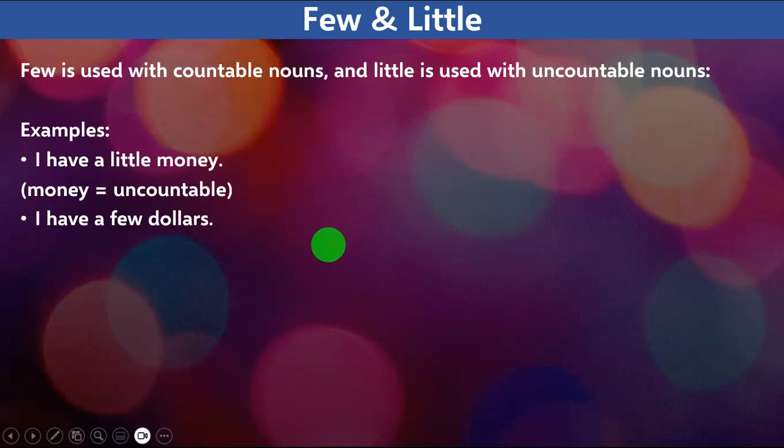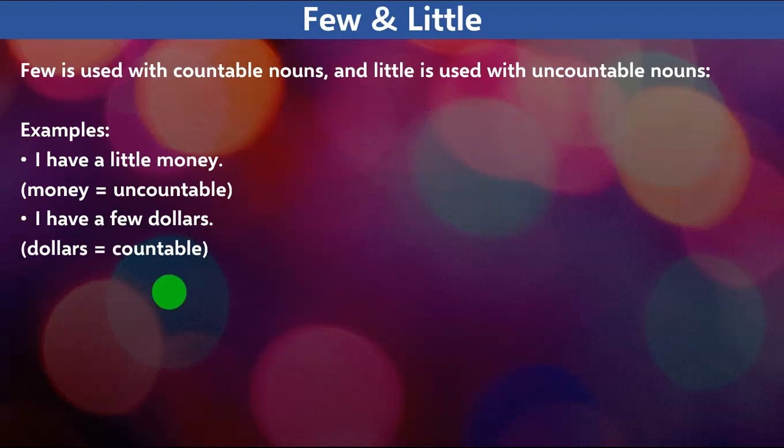I have a few dollars. Now, dollars is countable or uncountable? Dollars is countable, right? Because you can say $1 and you can say $10 or $50. You have to add s to make it a plural. So it becomes a countable noun. Okay, I have a few dollars. Few is being used with countable nouns.